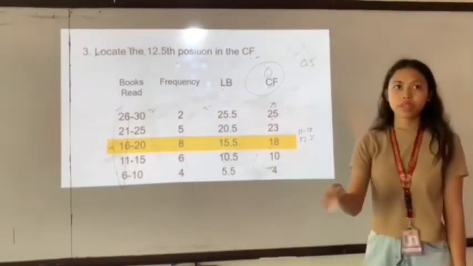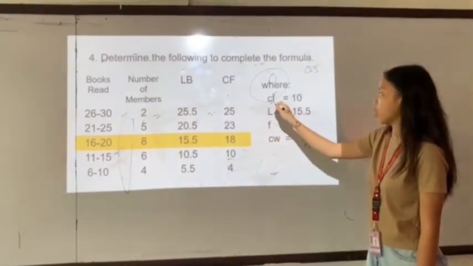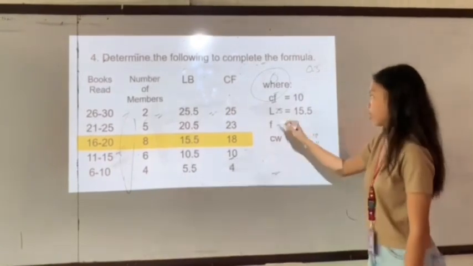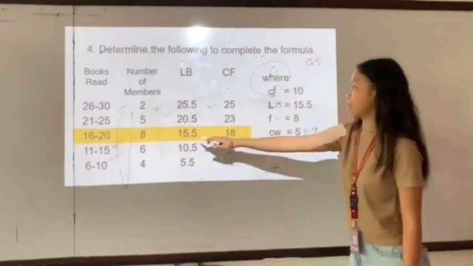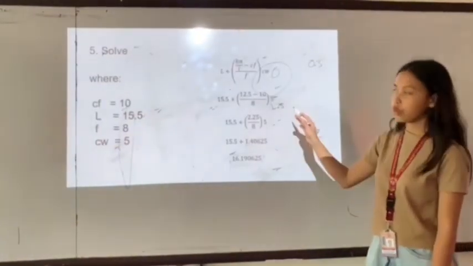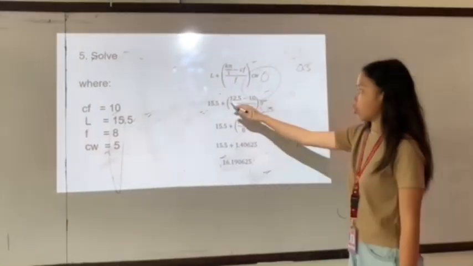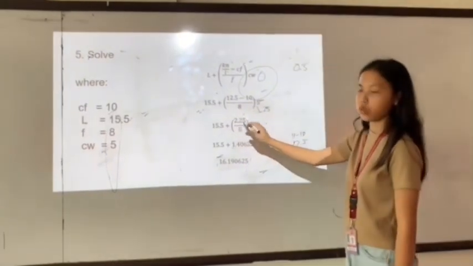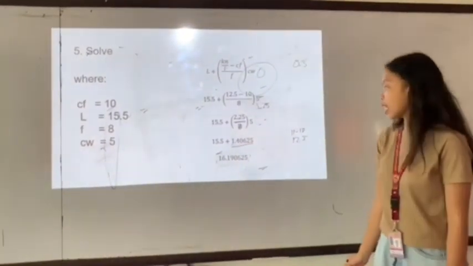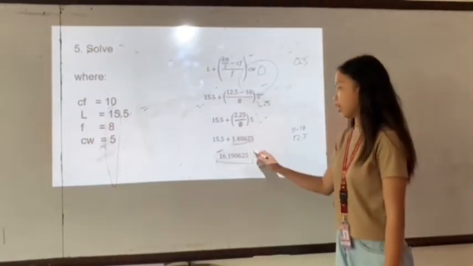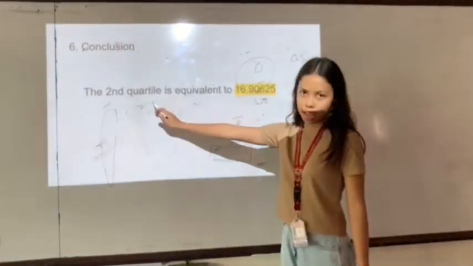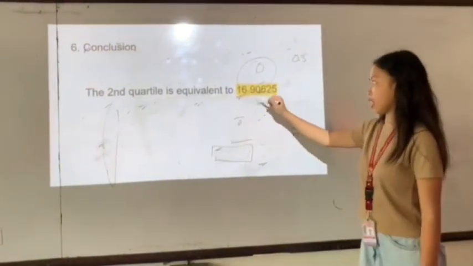Next is to complete the formula. Again, to get the cumulative frequency, you should use the lower cumulative frequency. The lower boundary is 15.5, the frequency is 8, the class width is 5. Then again, solve with the data. So 12.5 minus 10 is 2.5, 2.5 over 8 times 5 is 1.5625, plus 15.5 gives us 17.0625. So in conclusion, the second quartile is equivalent to 17.0625.